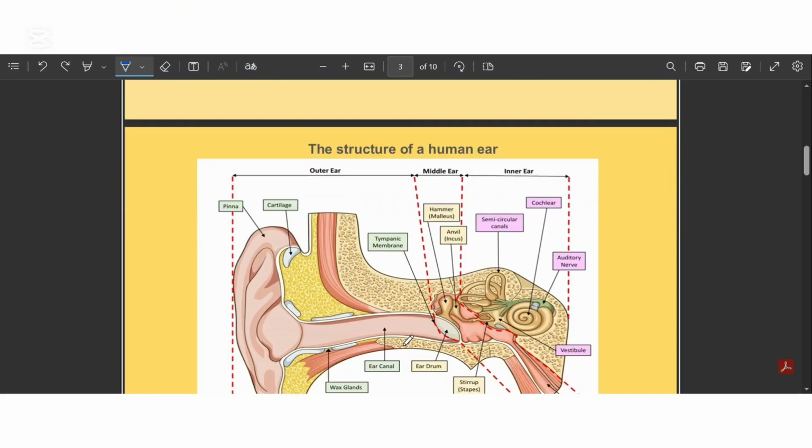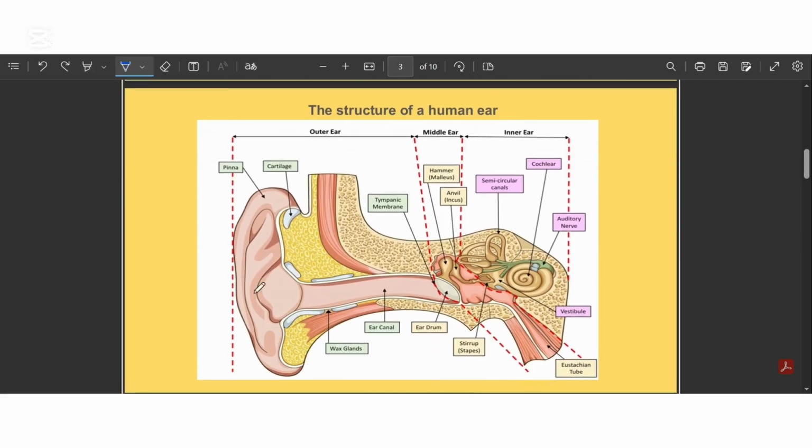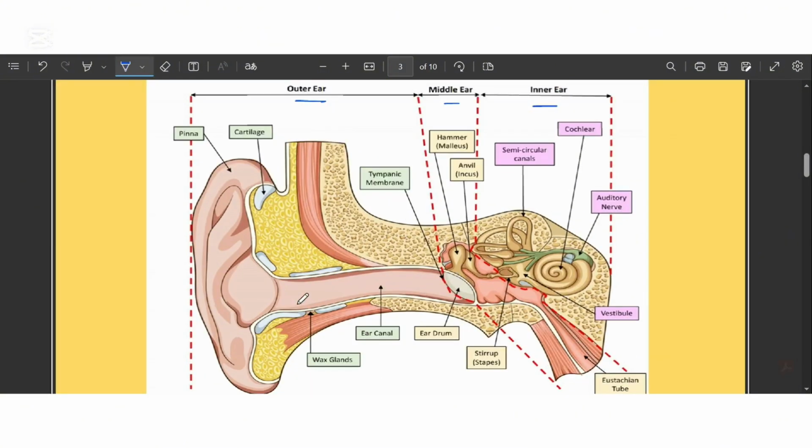Now over here, we have a detailed structure of the ear. As you can see, I have divided the ear into three parts: the outer ear, middle ear, and the inner ear. The outer ear is this part, the middle ear is this part, and the inner ear is this part. Let's start with the outer ear since it is the first section of the human ear.